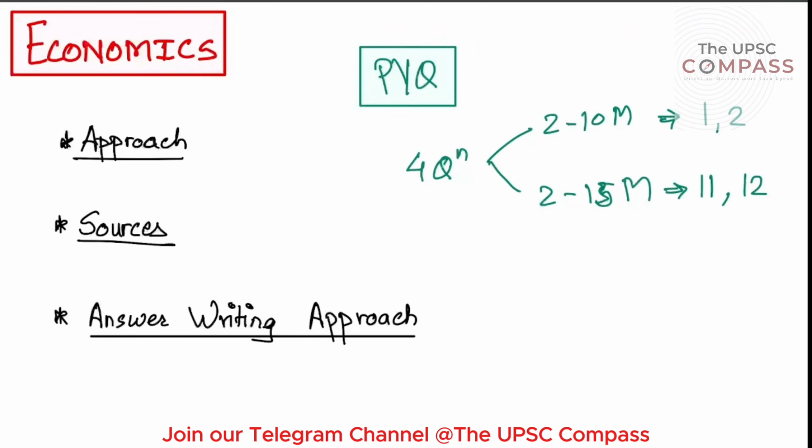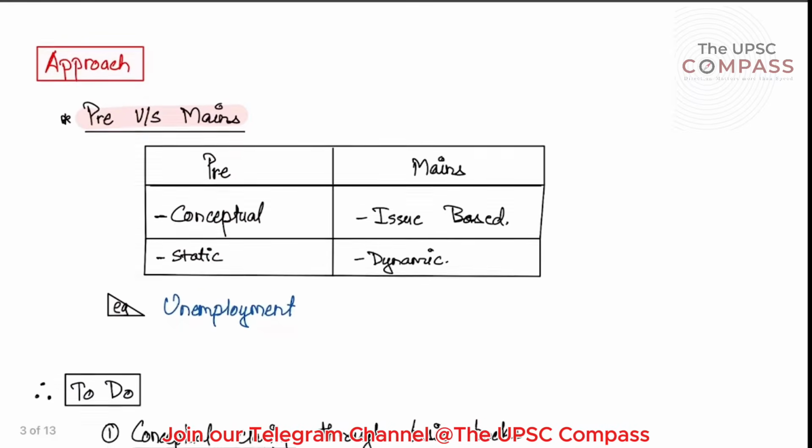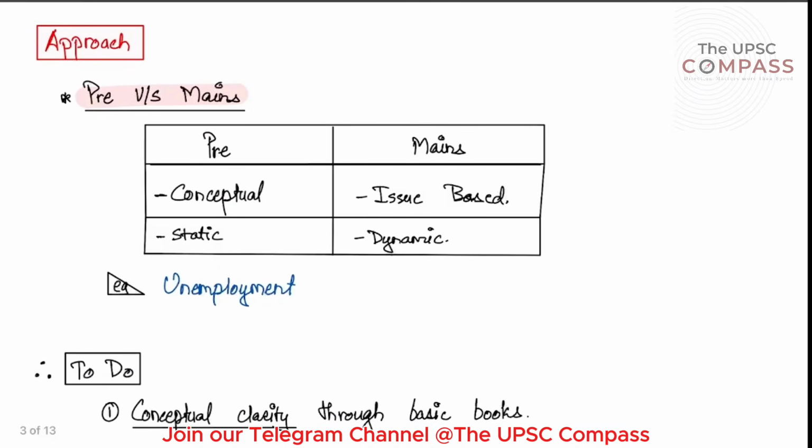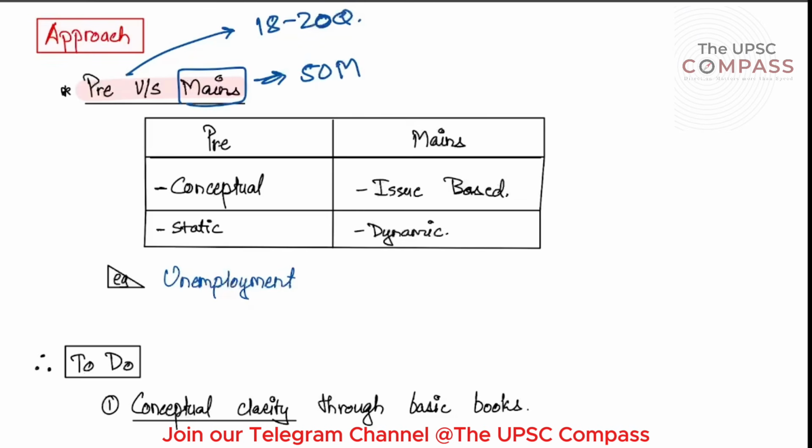Now the first thing to do is understand the approach that we need to follow for this subject, that is economics. We all know that economics as a subject is included both in your prelims as well as mains. When it comes to prelims, the weightage of economics is around 18 to 20 questions every year. When it comes to mains, the weightage for economics is around 50 marks every year. But a major mistake that a lot of people make is that whatever they have prepared for prelims, they use the same thing for mains.